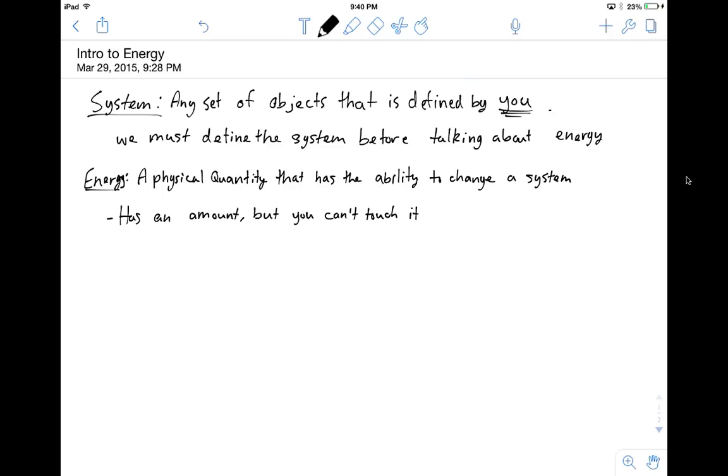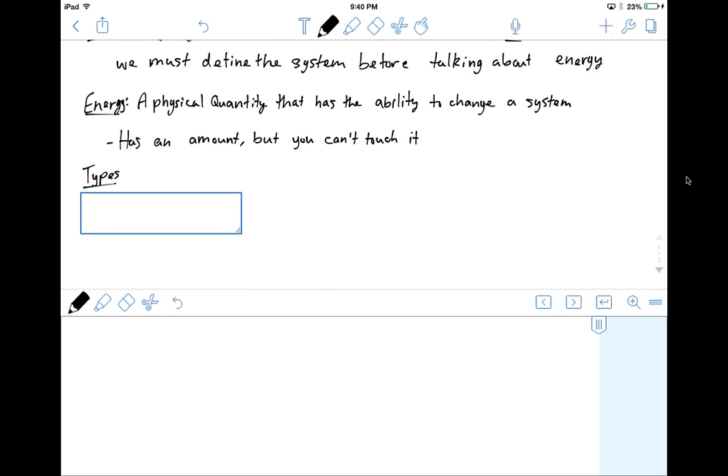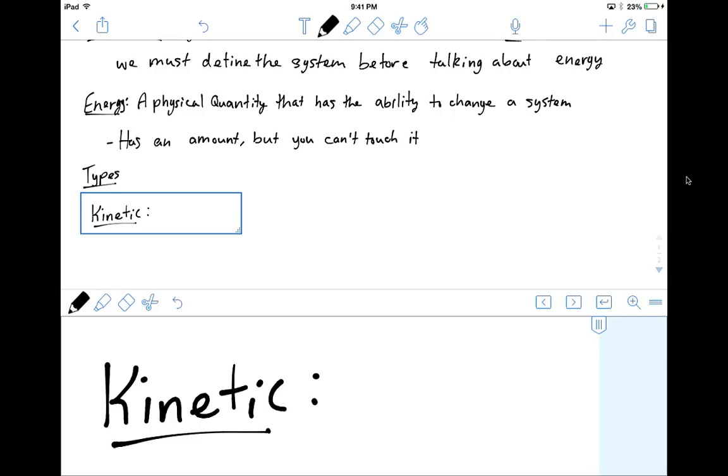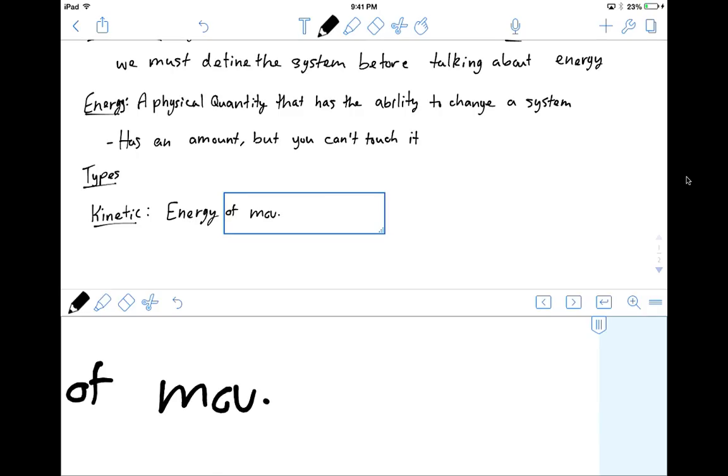She's watching Devious Maids. Okay, so next we want to talk about types of energy. I'm going to try and go fast here. So I'm going to write down types. There are two main types: kinetic and potential. You've probably heard this in 8th grade before. The first one is kinetic. We like to define that as energy of movement.